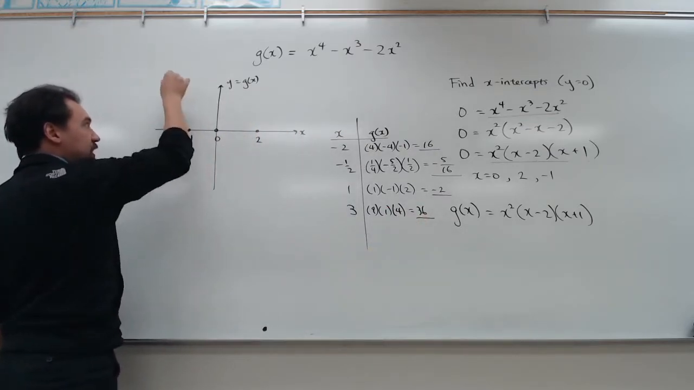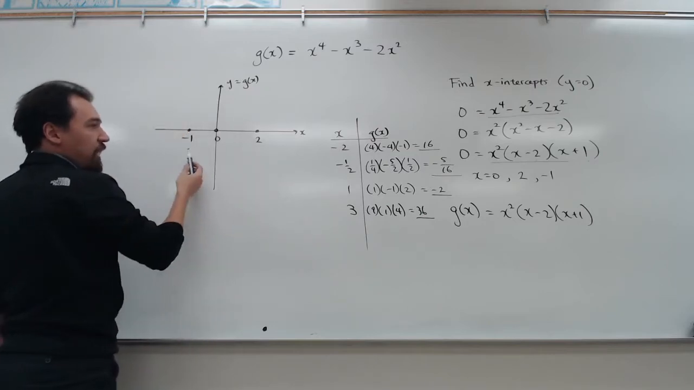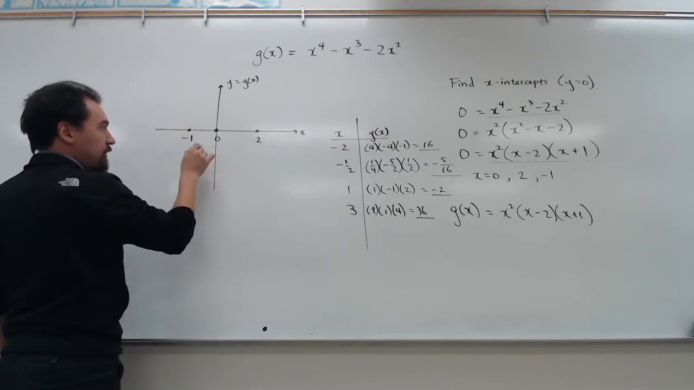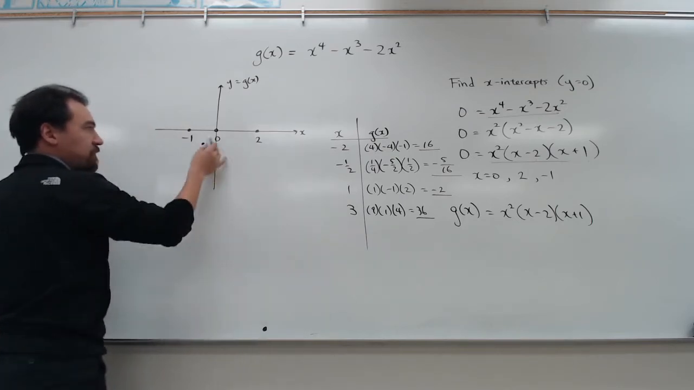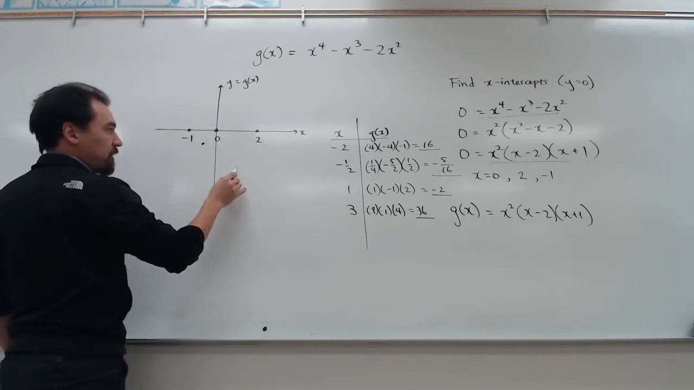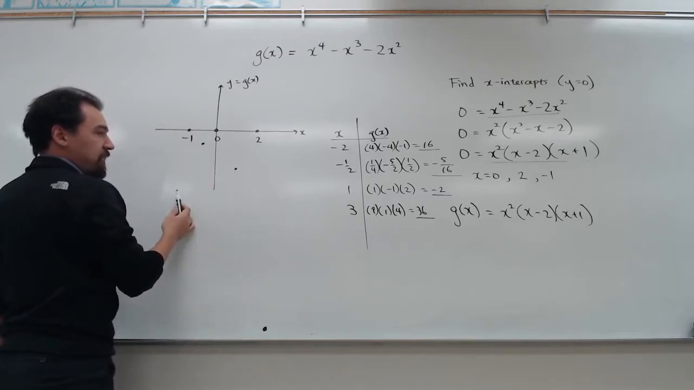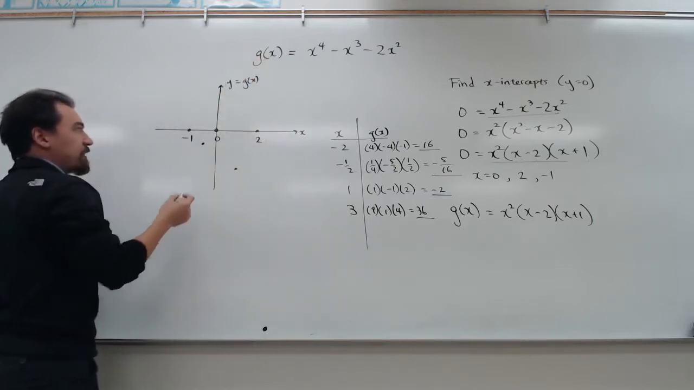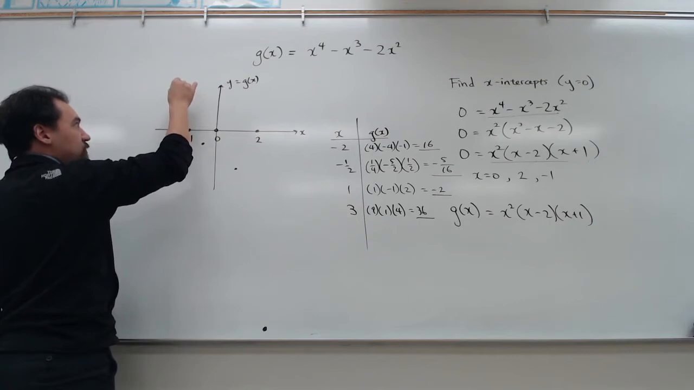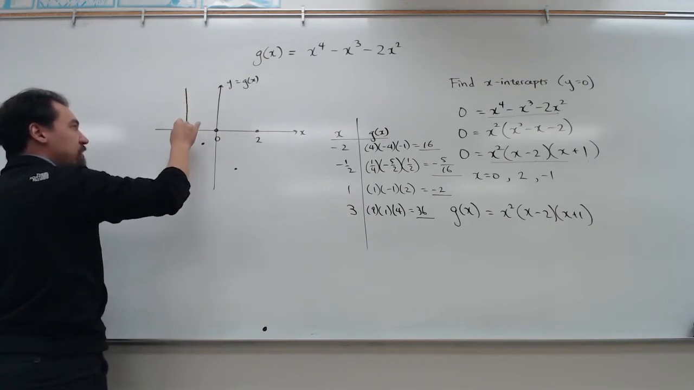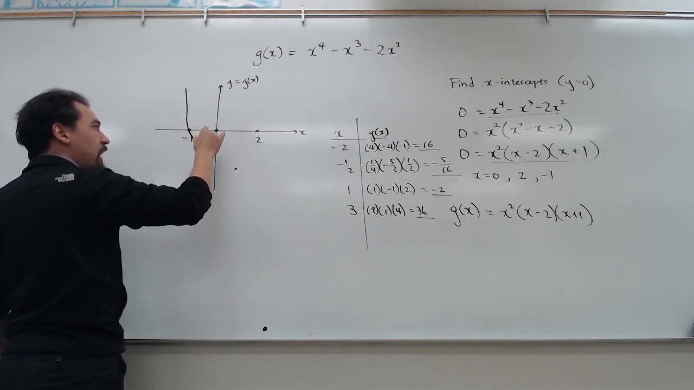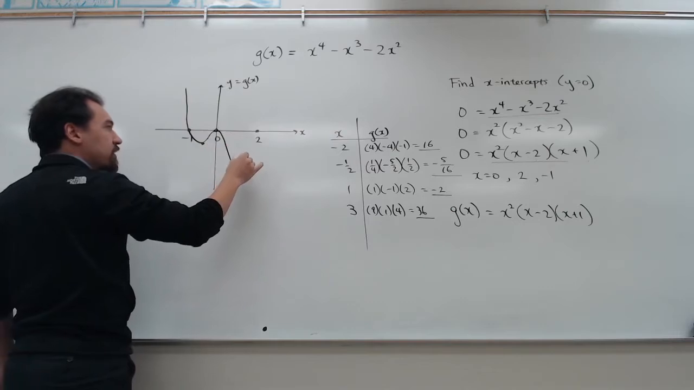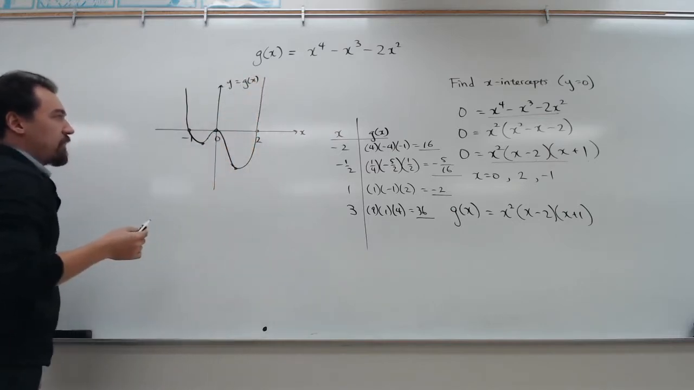So I'm going to say 16 is way high up in the sky. And then -1/2 comma -5/16, somewhere around here. And then 1 comma -2, so that's going to be farther down than -5/16. And then 3 comma something way high in the sky. So if I sketch, it'll look something like this, where I come down, and then I come back up. And then here, I'm going to do something kind of interesting. I come down, and then I do this.